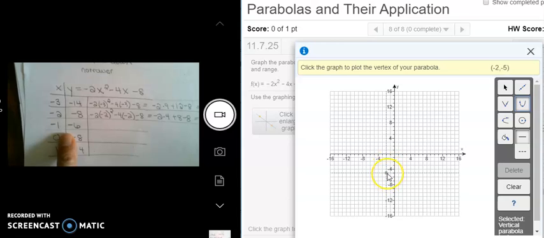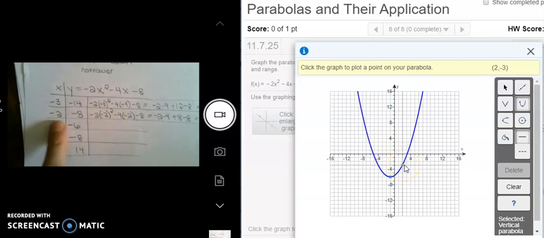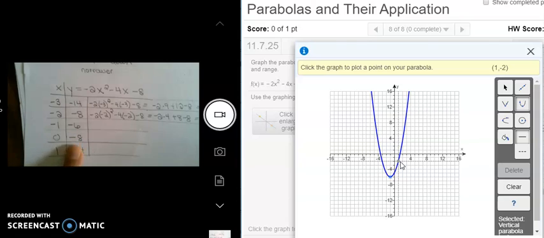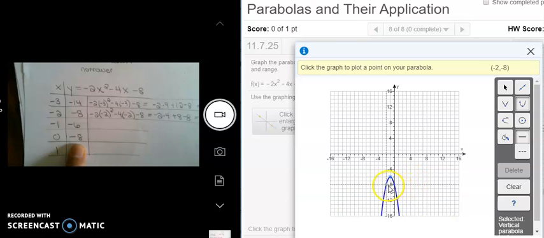Oops, there we go. This mouse is really picky. Okay, negative 1, negative 6. So there's the bottom there. And then I want to pick some other points. Let's say negative 2, negative 8. Actually, 0, negative 8 might be the easiest one. So 0, negative 8 is going down, would be right there.